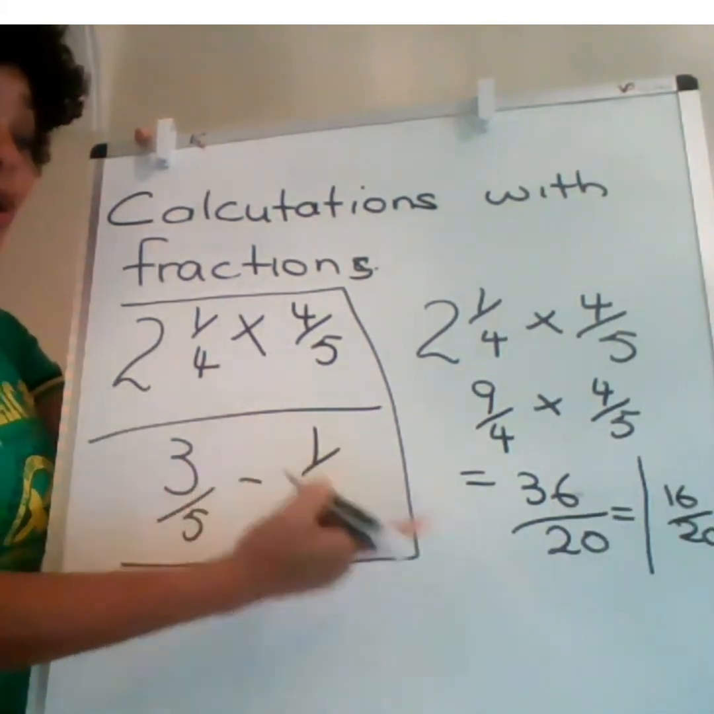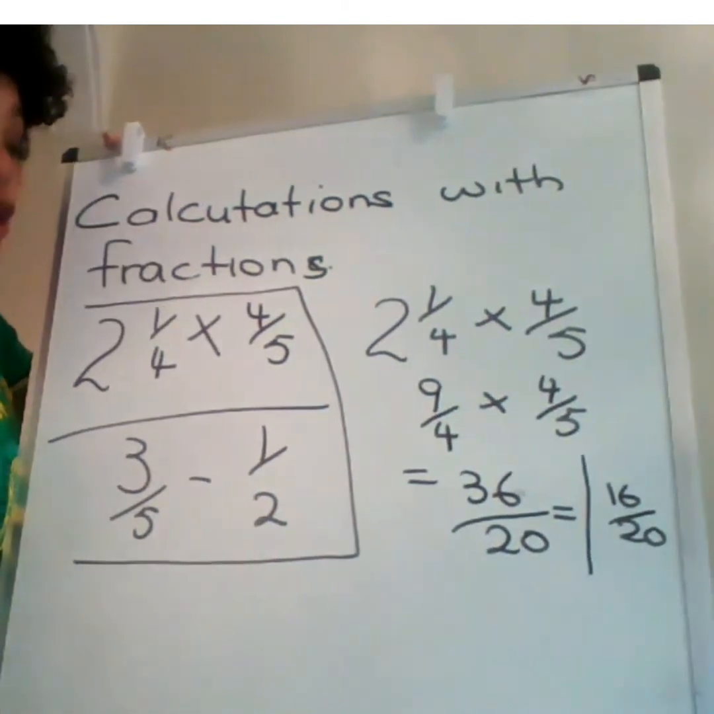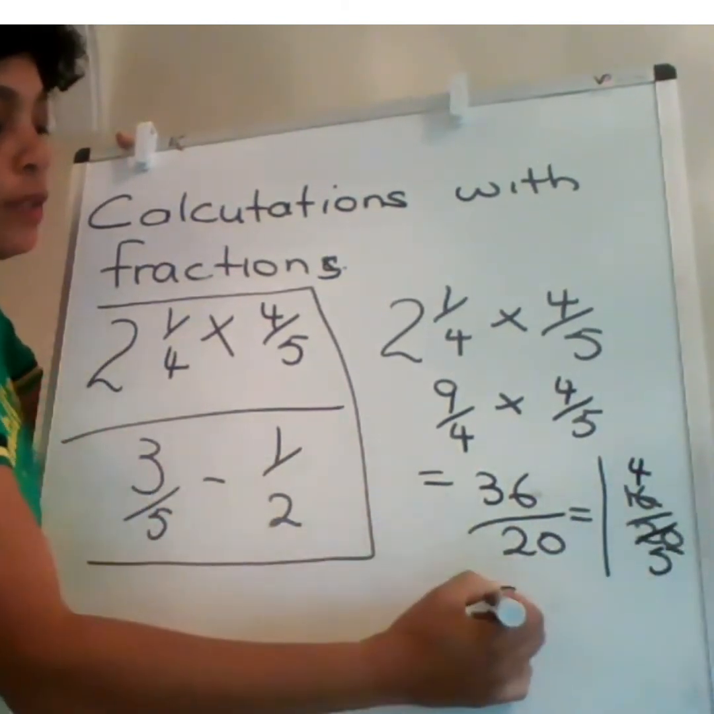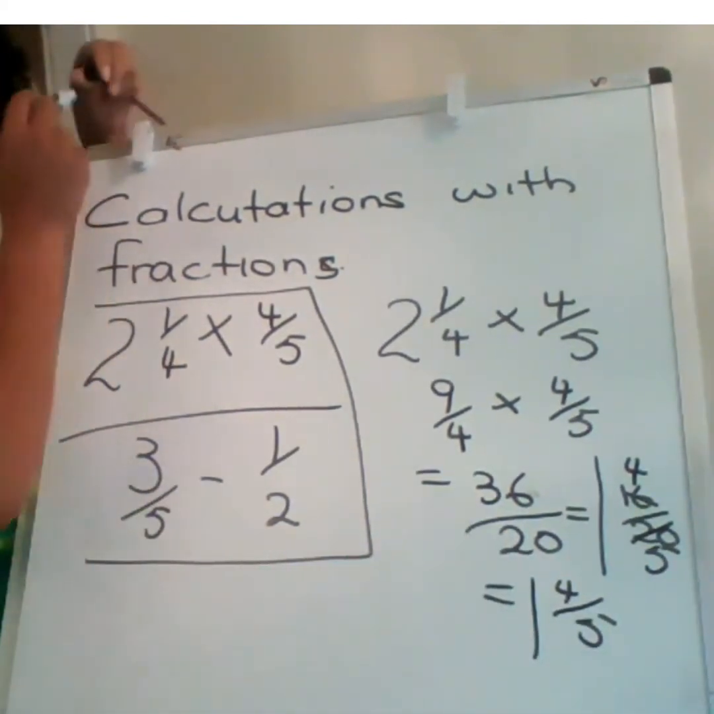And that 16 over 20 can be cancelled down because both can be divided by 4. So we have 4 into 16 is 4. 4 into 20 is 5. So we have 1 and 4 over 5.